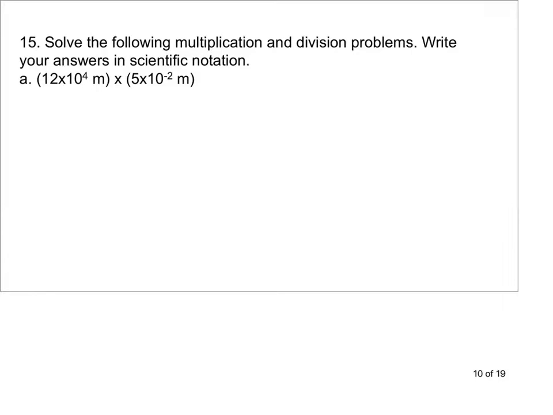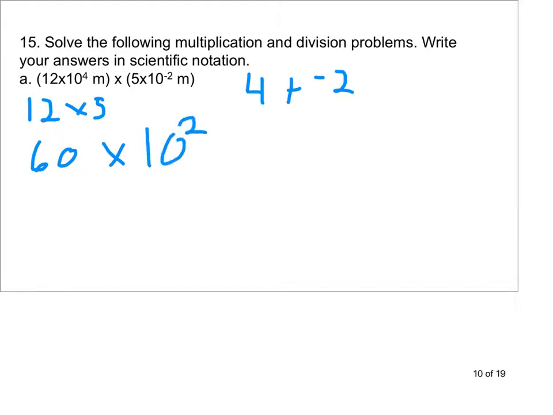So for multiplication and division, we don't have to do any adjusting on the start, but we usually have to do some adjusting on the end. We multiply the coefficients. I do a 12 times a 5. And while they have one here, it's not in scientific notation, it's odd. But that gives me a 60. Then add the exponents. So we got a 4 plus a -2. So we get a 10 to the second.